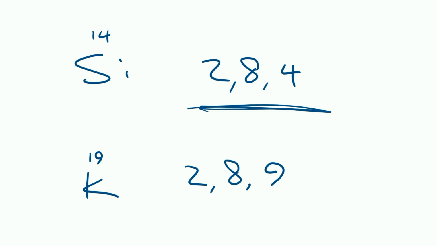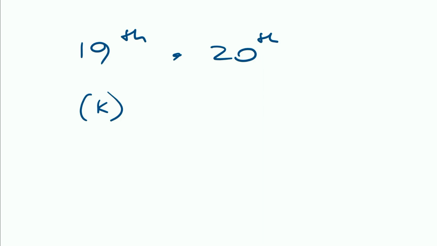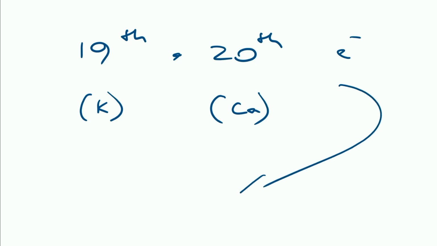That's actually wrong. The catch is, for the 19th and 20th electrons, in fact, let's jot this down, 19th, so we're talking potassium, and 20th electrons, so we're talking calcium, right, the 19th and 20th electrons actually go into the fourth shell. That's just a little catch you need to remember. We start the fourth shell even though the third shell isn't full.